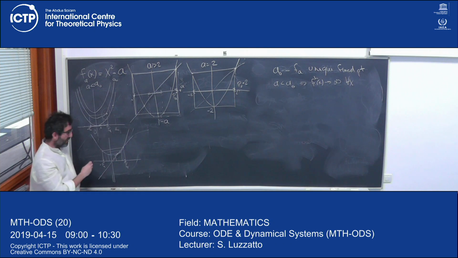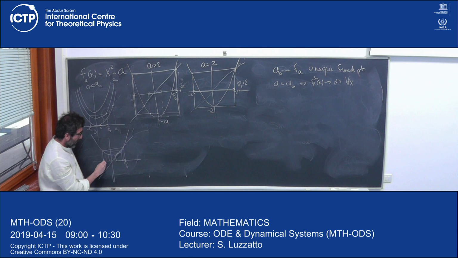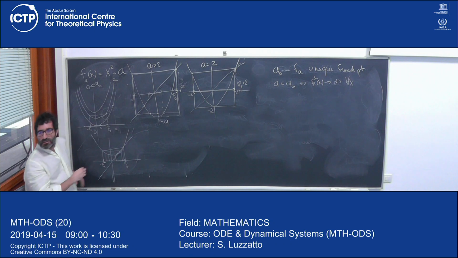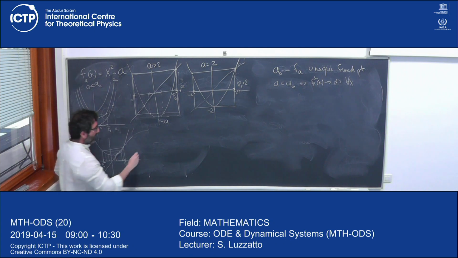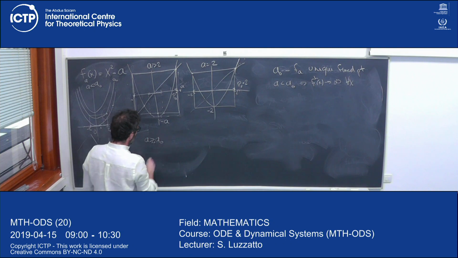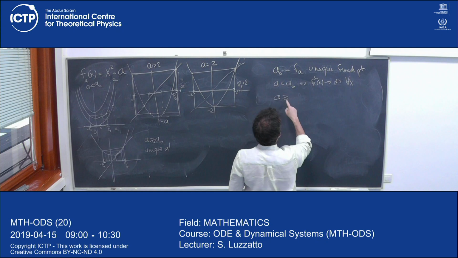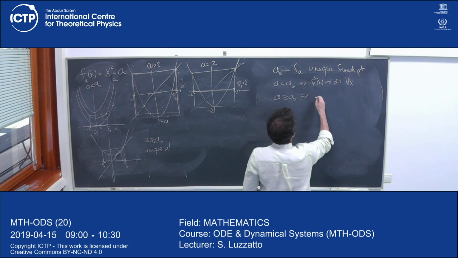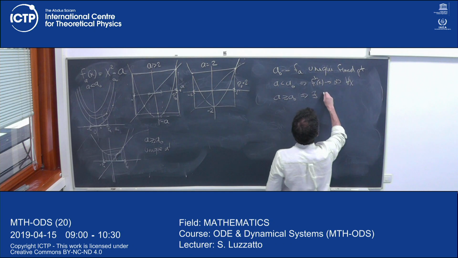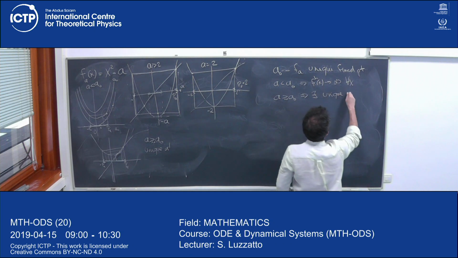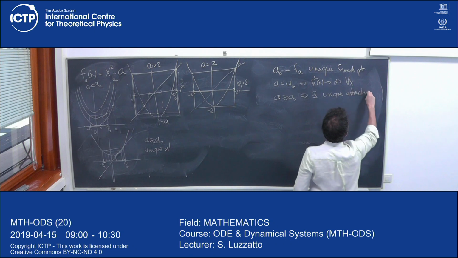Okay? So here you have an interesting situation where now you have an invariant interval, and we have a single periodic attractor that attracts everything. Okay? So for A greater than but close to A0, we have a unique attracting periodic orbit. So let me write it like this to say that A close to A0 implies there exists a unique attracting fixed point.